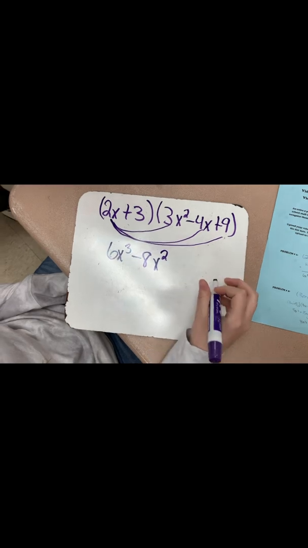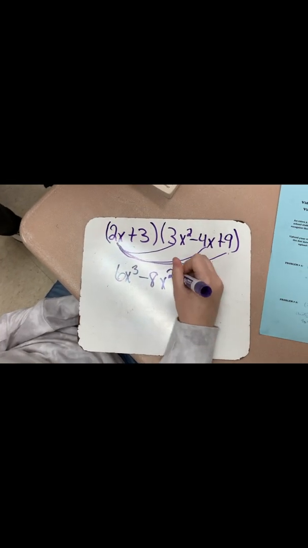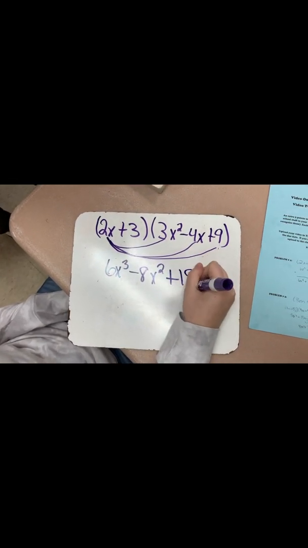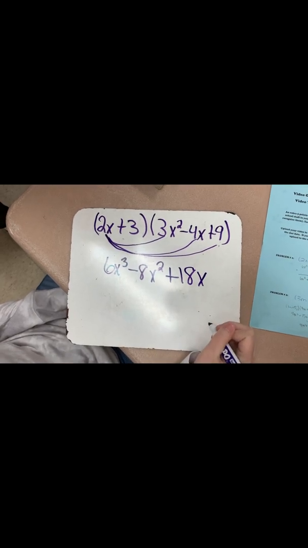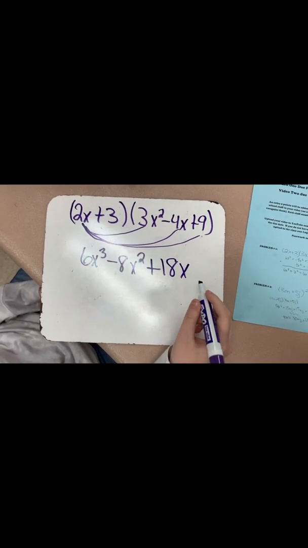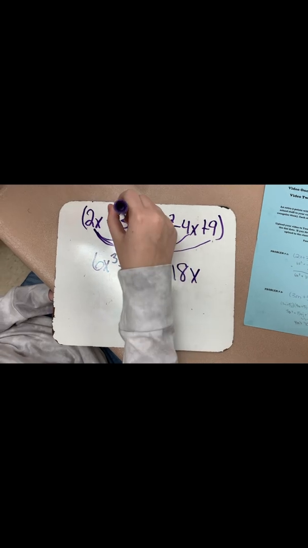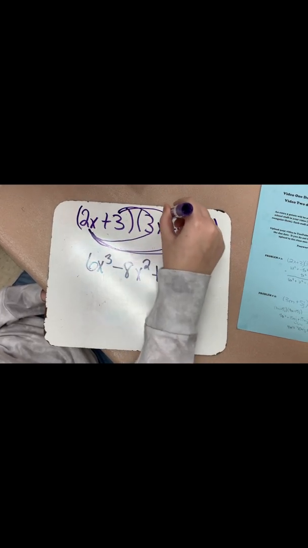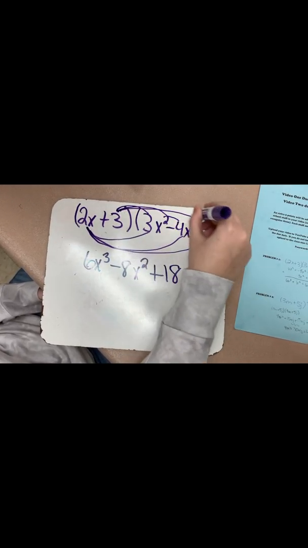Finally, you multiply 2x by 9. You'll get 18x. After you distribute your first term, which is 2x, to all of your terms in the second set of parentheses, you have to distribute your second term in your binomial, which is 3, to all of your terms in the second set of parentheses.